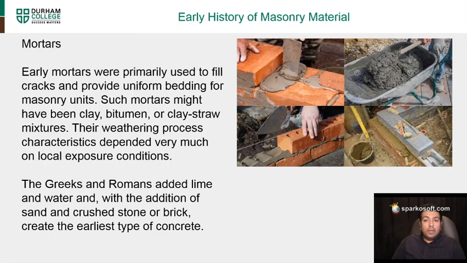Mortars. The mortar is basically what is used in between two layers of bricks. It's a bonding agent. Early mortars were primarily used to fill cracks and to provide uniform bedding for masonry units. Such mortars might have been clay, bitumen, or clay-straw mixtures. Their weathering characteristics depended very much on local exposure and conditions. The Greeks and Romans added lime and water with the addition of sand and crushed stone or brick, creating the earliest type of concrete. So while they were doing all these mixtures, that's how they came up with the earliest type of concrete.